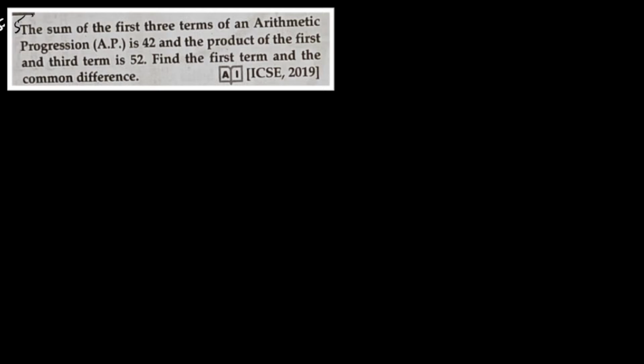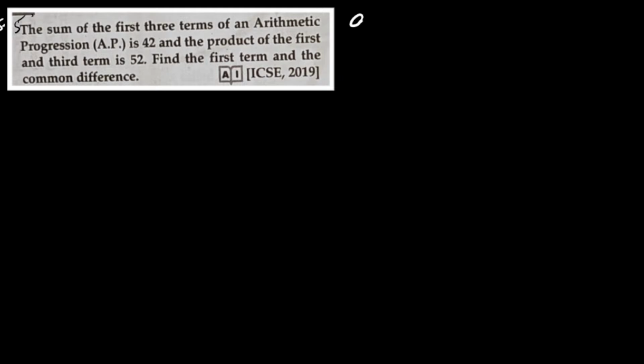Let's write what is given to us and what we have to find. No doubts. Okay. The sum of first three terms of an arithmetic progression is 42. Sum of first three terms, how will we write?